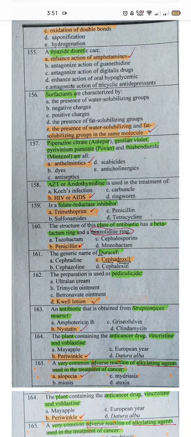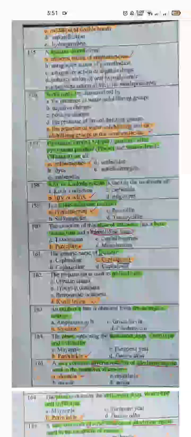Number 157, piperazine citrate or Antepar, gentian violet, pyrvinium pamoate or Povan, and thiabendazole or Mintezol are all anthelmintics. 158. AZT or zidovudine is used in the treatment of HIV or AIDS.